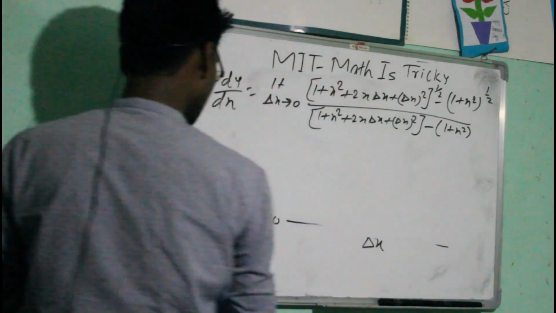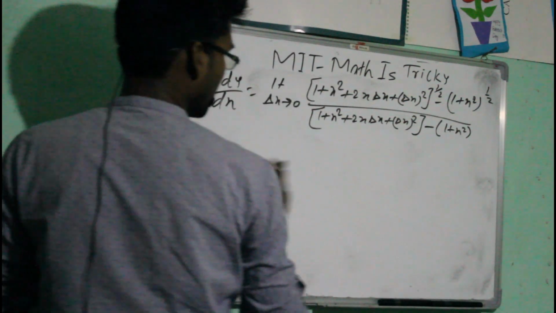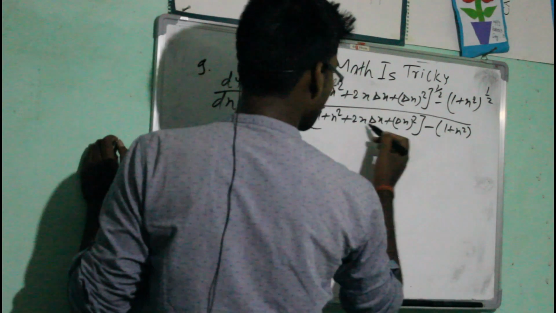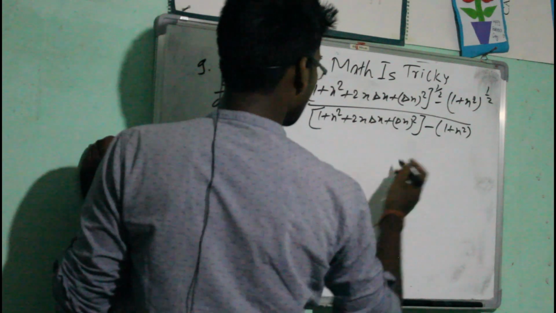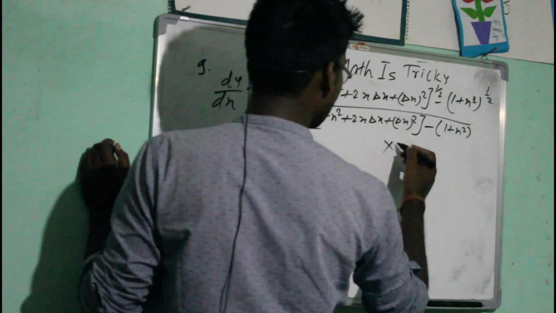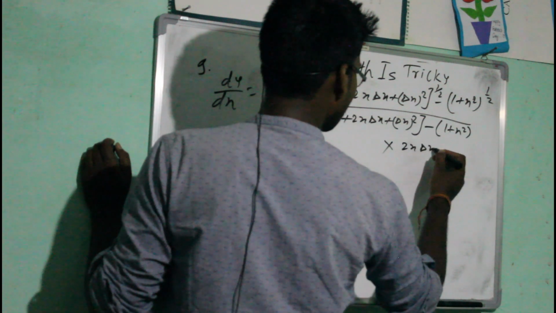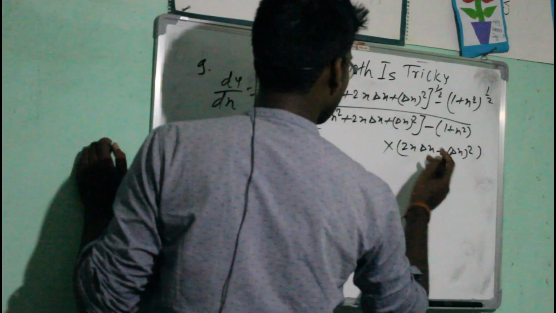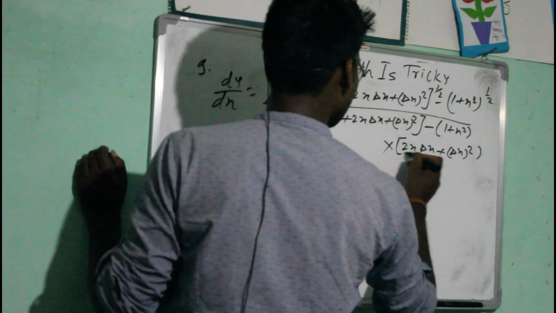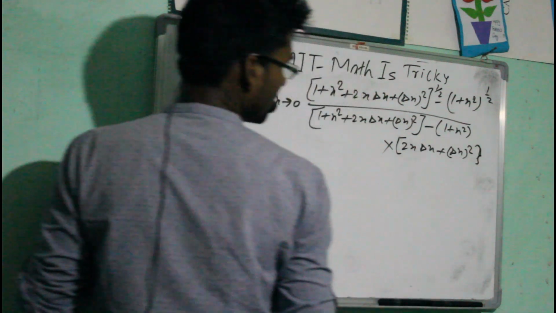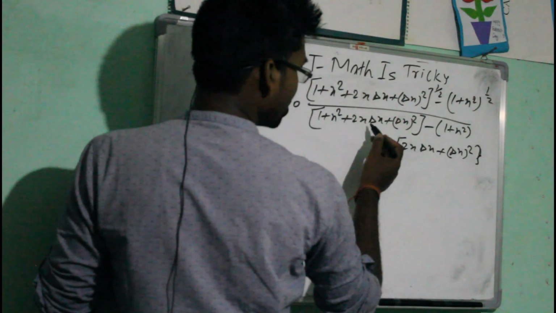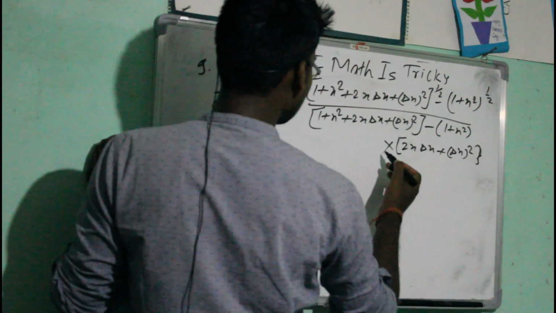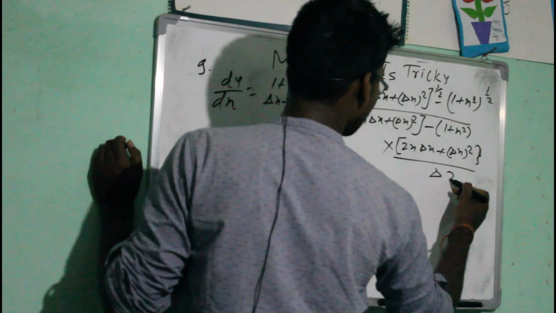Okay, so what do we get after this? Let me simplify and show you. The 1 and 1 will be cancelled, x square will be cancelled, and just this will be our remaining part, into 2x delta x plus delta x whole square. So you have to balance this. Already there was delta x in the denominator, so we can write that as it is.